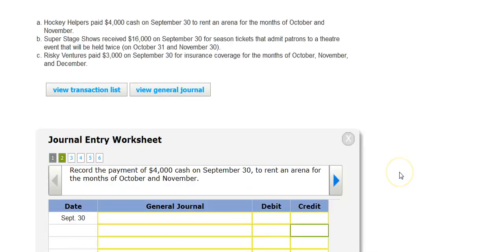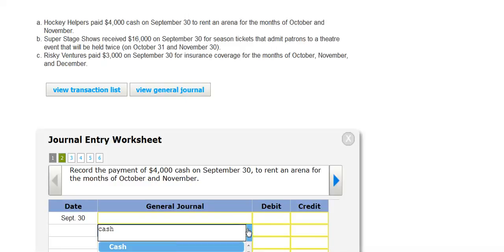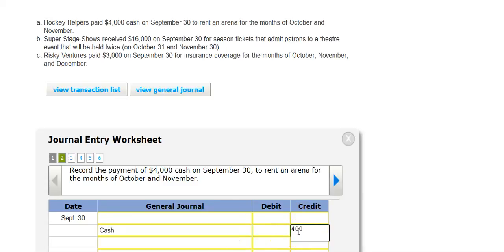So let's record the payment of $4,000 cash on September 30th to rent an arena for 2 months. We are paying out cash. Cash is an asset on the left side of the accounting equation, so we would normally debit to increase, but we want to decrease cash because we're paying it out. So we'll credit cash. We'll do the opposite. Now what will we debit? We can't debit rent expense because we didn't receive the benefit of being in the arena for 2 months yet. This is a resource, an asset, until we've occupied that space.